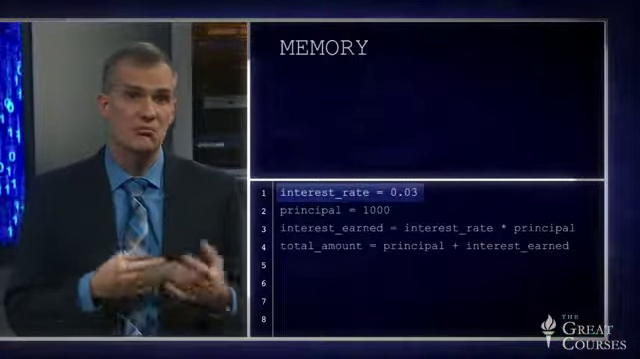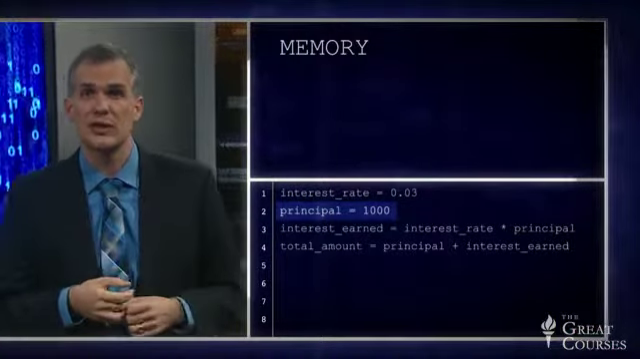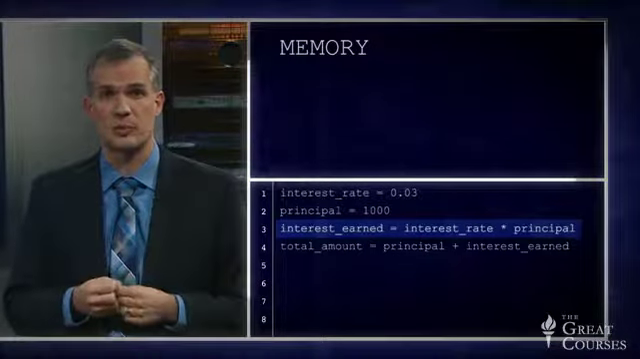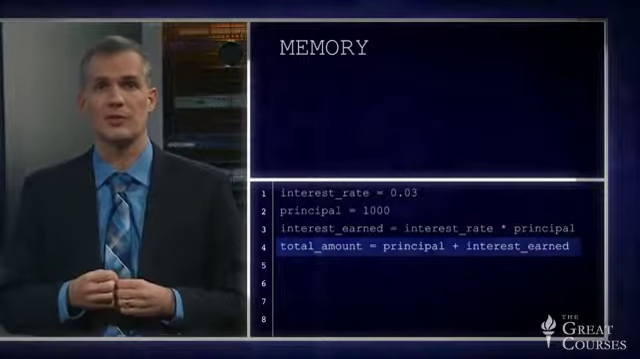To see how one variable can be used by another, imagine a case where you want to calculate the value of an investment after earning interest. Let's say that we've got 4 different variables: interest_rate, defined here as 3%, principal of 1,000, interest_earned, given by the formula interest_rate times principal, and total_amount, which is principal plus interest_earned.